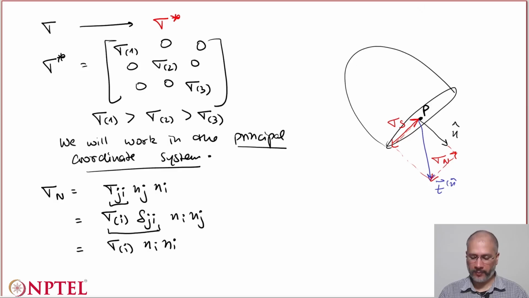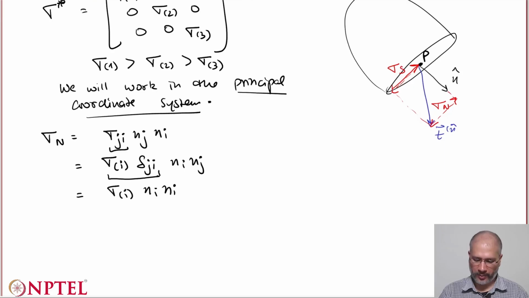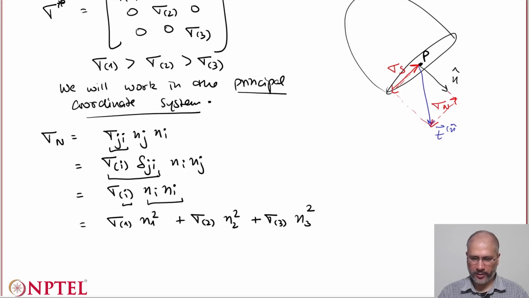sigma I Ni, which when expanded using the summation convention, remember these are the indices which are used for summation, and this is just an index that tags along in the summation. So this becomes equal to sigma 1 times n1 squared plus sigma 2 times n2 squared plus sigma 3 times n3 squared. This is our expression for sigma n in terms of the principal stress values and the three normal components. So we will mark this equation as 1 because we'll be needing this for our derivation.